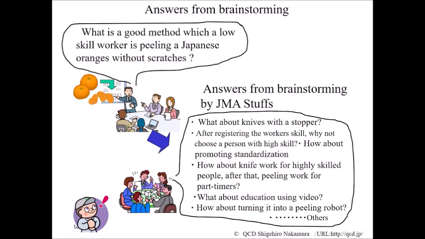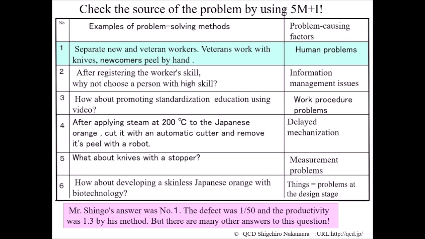For this reason, this company will need to use 5M plus I analysis to evaluate these ideas from now. Mr. Shingo's idea was a wonderful measure to raise the productivity of the mandarin orange factory in a short time. However, there were many other ideas. So what was each idea based on 5M plus I?